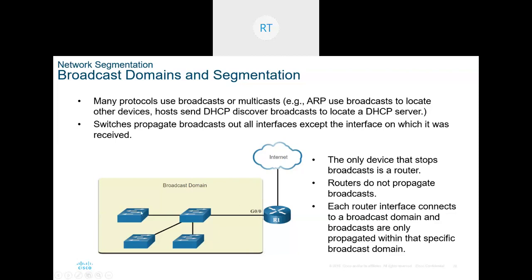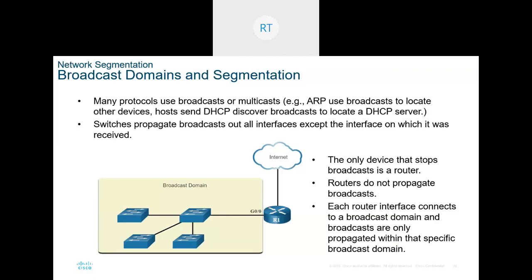So switches are able to send broadcasts. Routers don't send broadcasts. So it means that if a message is originated from any node on any of these switches, it will be received on this segment here. It will never go beyond the router because routers do not propagate what? Broadcast. So this part of the network becomes what you call a broadcast domain.